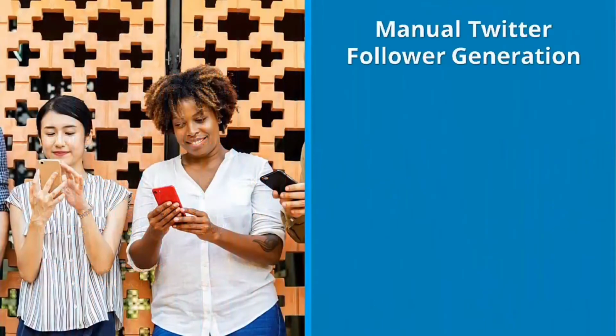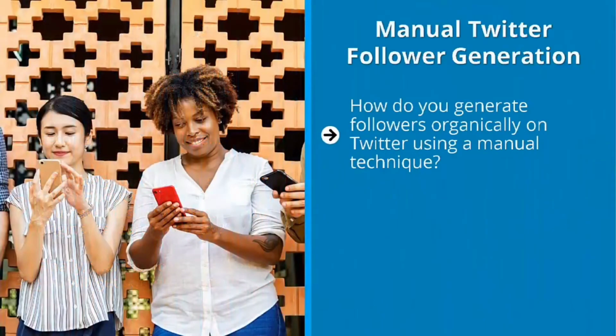Manual Twitter follower generation. How do you generate followers organically on Twitter using a manual technique? It's as basic as finding niche-specific accounts and finding their followers. Follow these niche-specific accounts, but pay attention to their followers. Follow followers who you know are truly interested in your niche. This requires research. You actually have to look at their tweets or look at the stuff that they're retweeting.